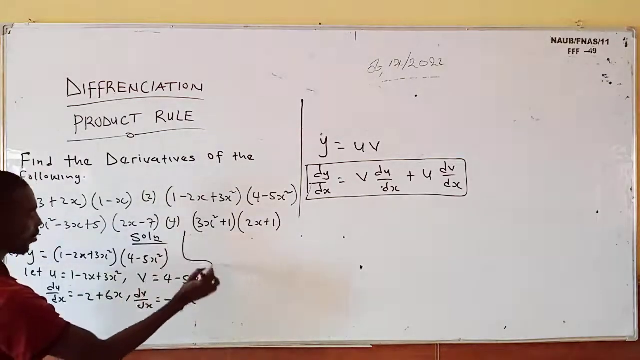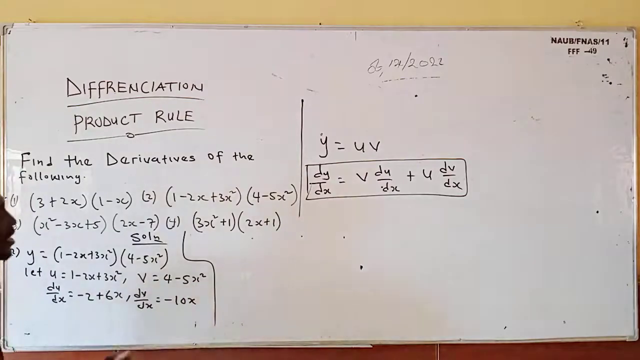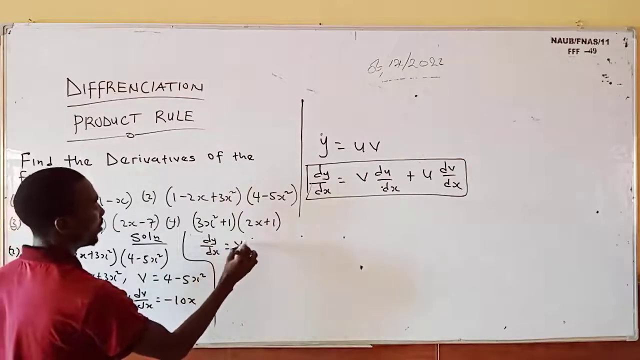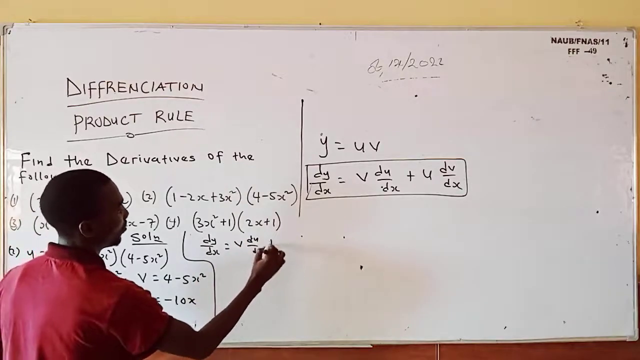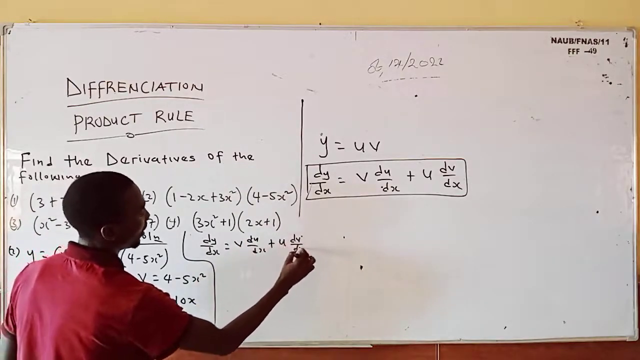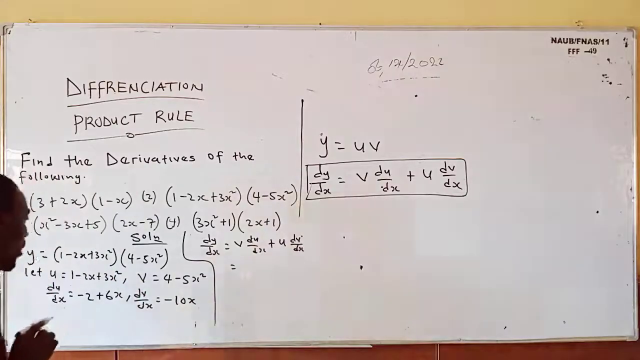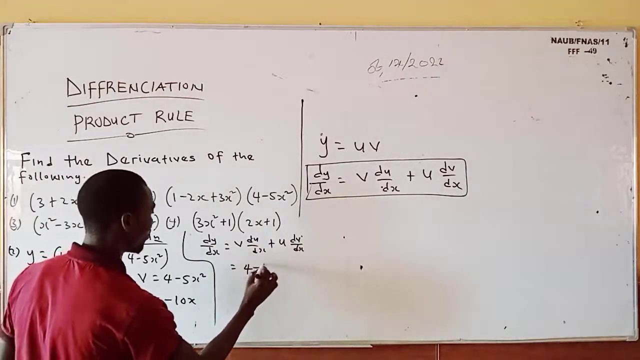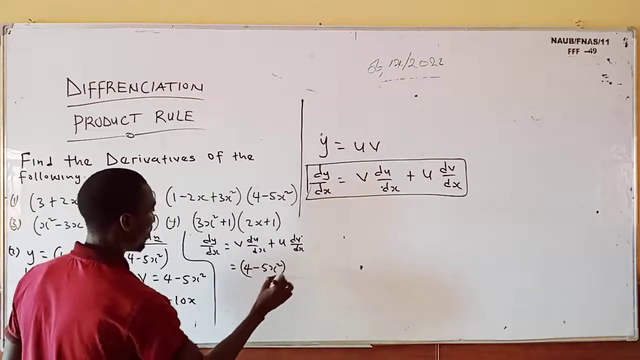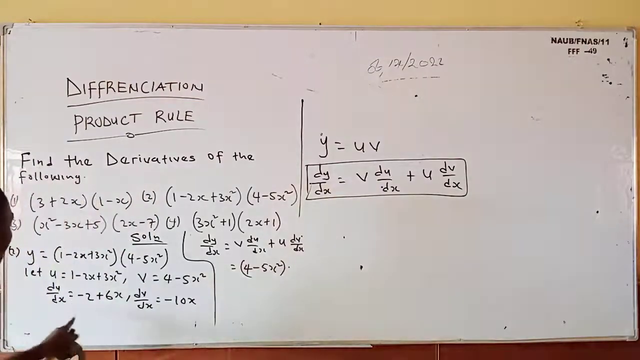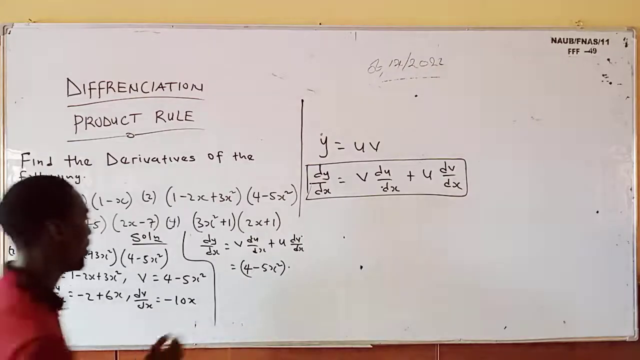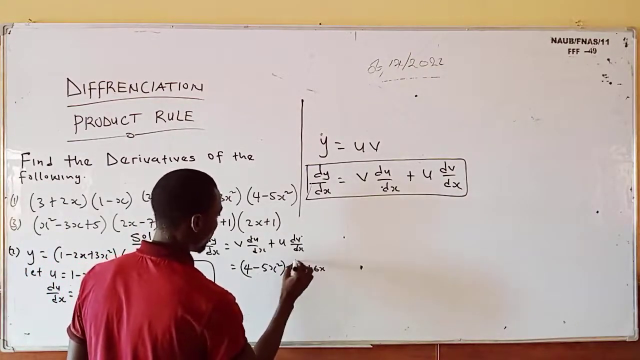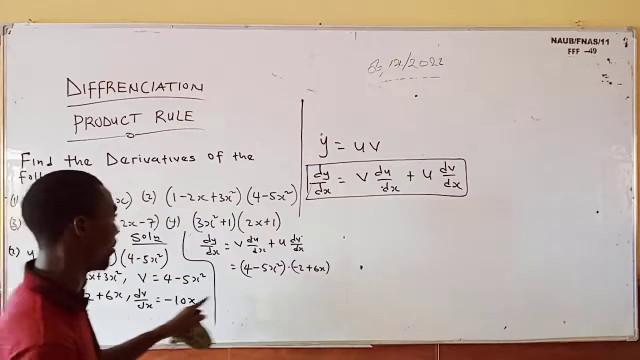So now let's follow the formula. The dy over ds is equal to what? V du ds plus u dv ds. So which is equal to, what is v? V is 4 minus 5s squared, 4 minus 5s squared multiplied by du ds. This is du ds, which is minus 2 plus 6s. So this is it. Plus u.